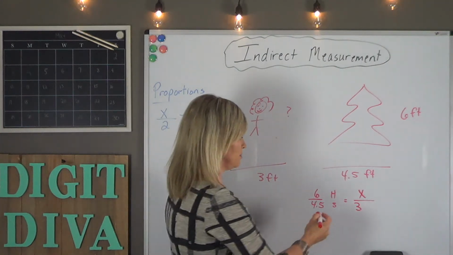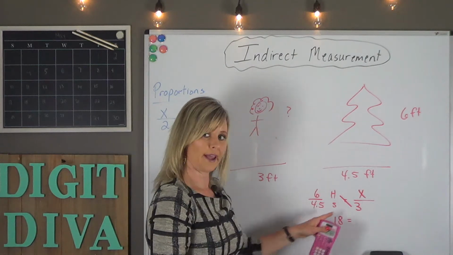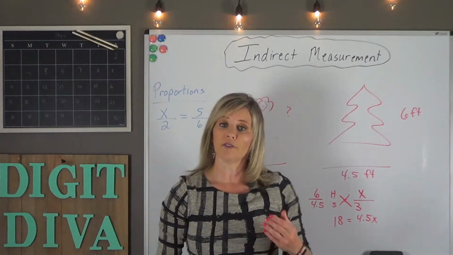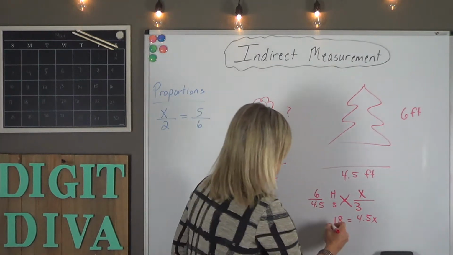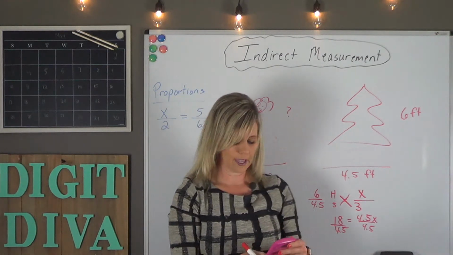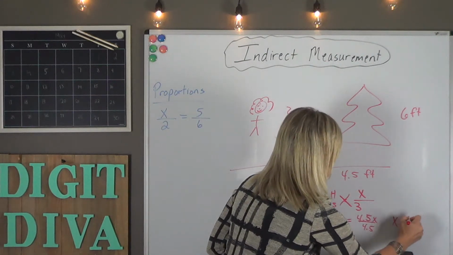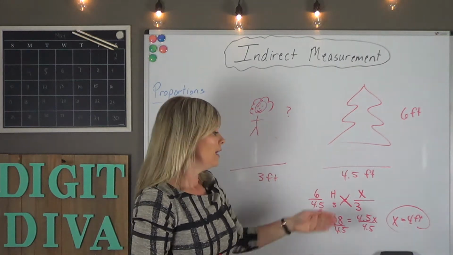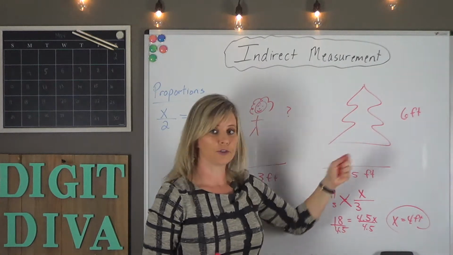And then we simply cross multiply. 6 times 3 is 18. 4.5 times X is 4.5X. So I'm left with a one-step equation. I simply divide by the number in front of the X. So I'm going to divide 18 by 4.5, and that would give us 4. So this little girl is 4 feet tall. Again, I started off by creating a fraction from the tree.